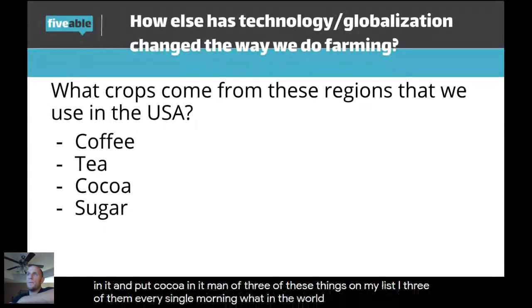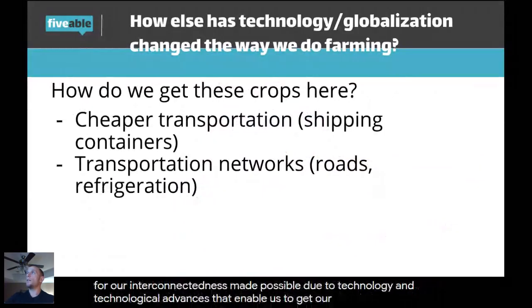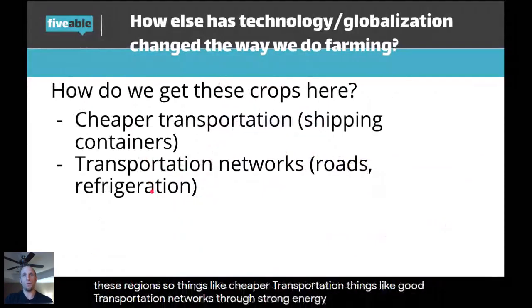What in the world would I do if there wasn't some way of being able to get those tropical crops to the United States? Here are some maps that put that in perspective where these things are being grown. So cocoa in the tropics, sugar in the tropics, coffee in the tropics. Wow, we're screwed, right? Thank goodness for globalization of the economy and for our interconnectedness made possible due to technology and technological advances that enable us to get our goods from these regions. So things like cheaper transportation, good transportation networks through strong infrastructure, and refrigeration technology.